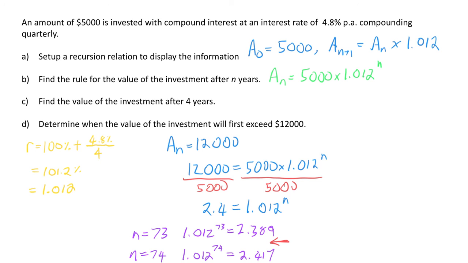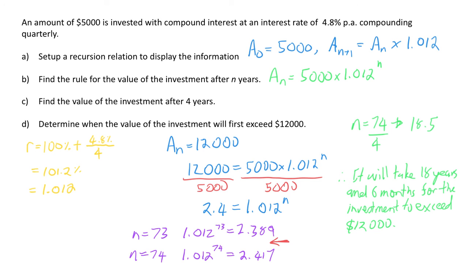Now to answer the question, I'm going to take that n is equal to 74 and convert that into the number of years and the number of quarters. So I'm going to divide that by 4, and that gets me to 18.5. Therefore, it will take 18 years and 6 months for the investment to exceed $12,000. So that's an example of how we can use geometric sequences to answer a compound interest question.